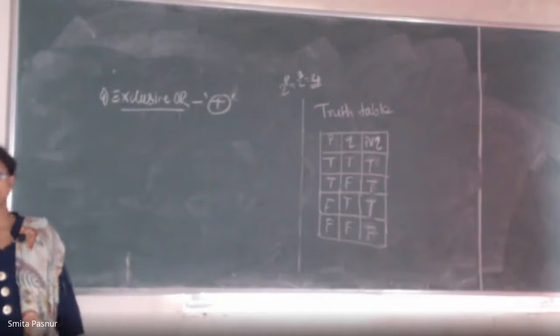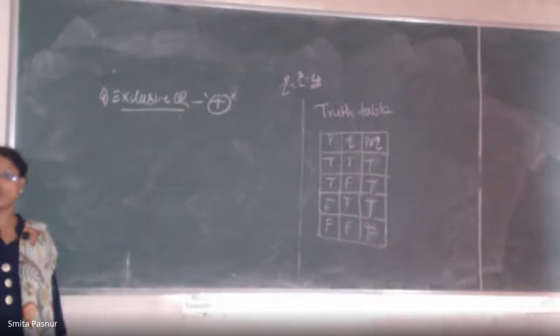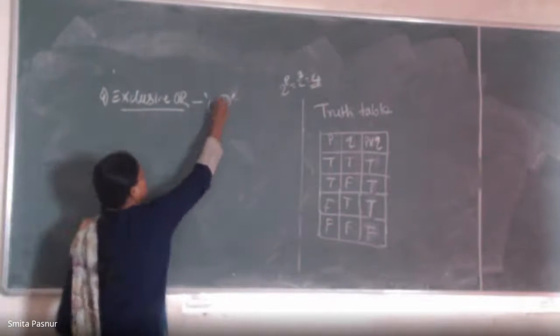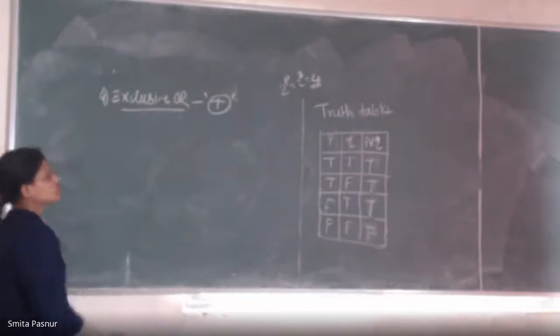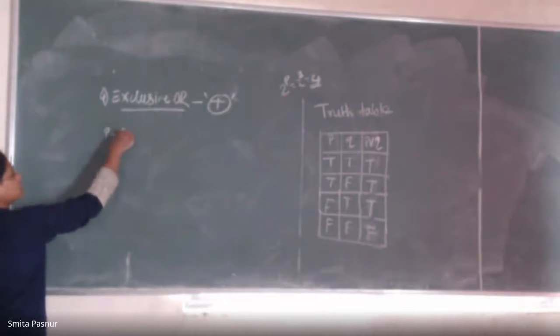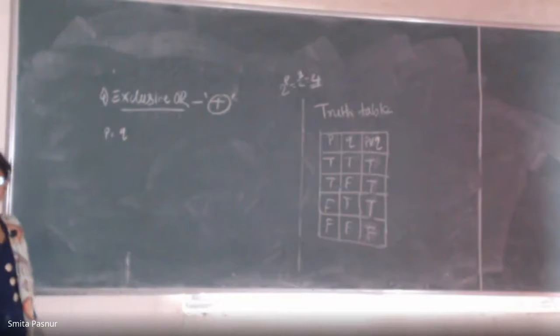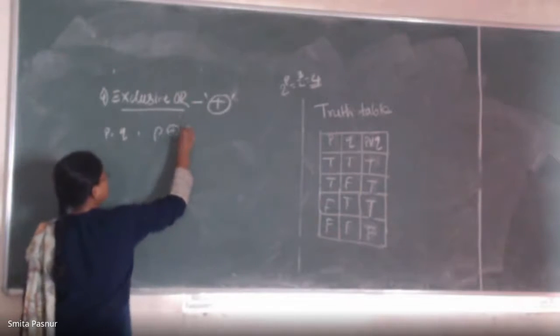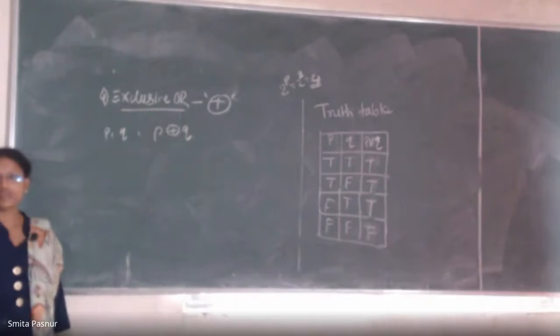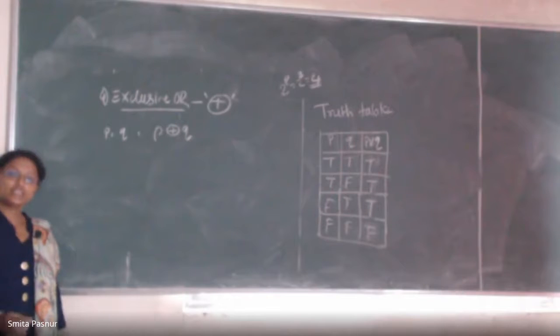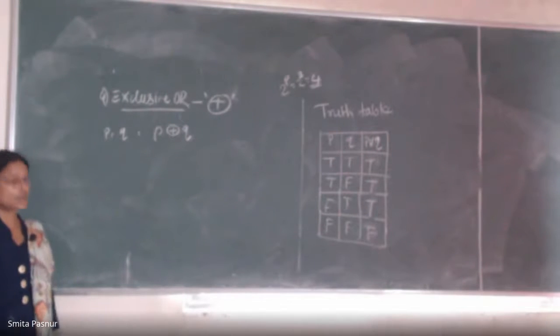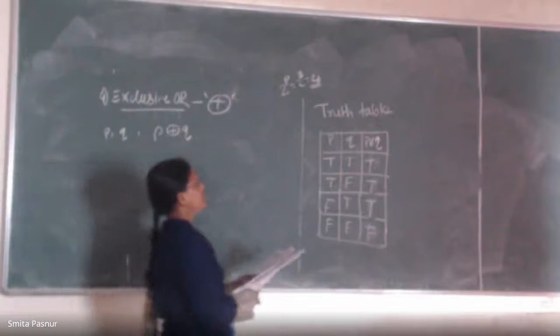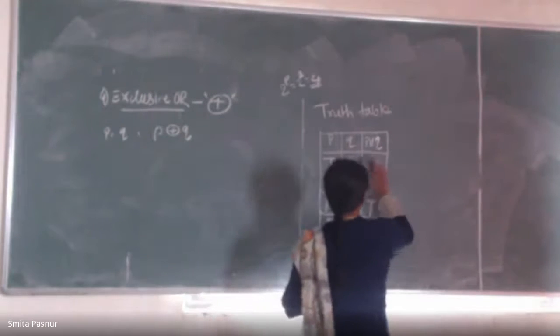Now exclusive OR. What is this exclusive OR? It is given by a plus with a circle. Suppose P and Q are two propositions, then you write P exclusive OR Q. Got it? So again, the same thing here, exclusive OR. In the truth table, I will show you how you are going to write this.